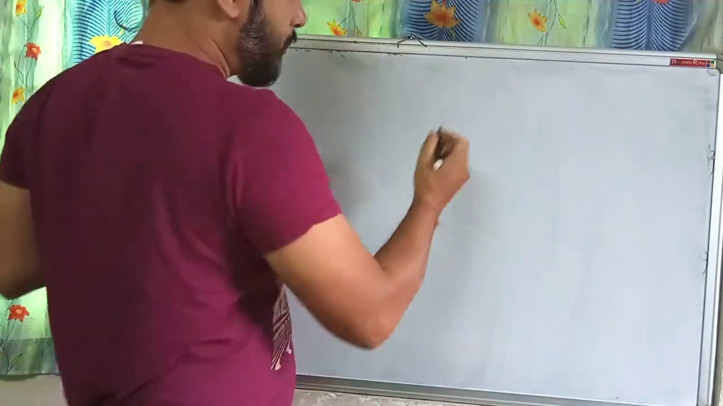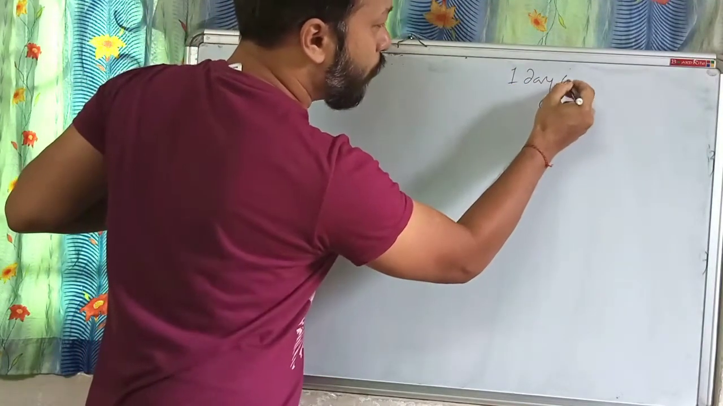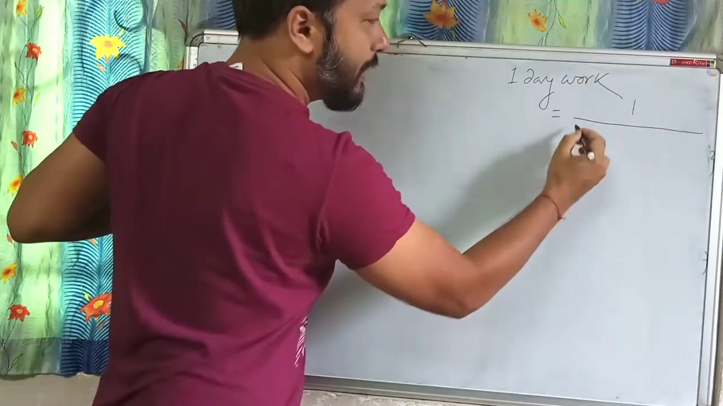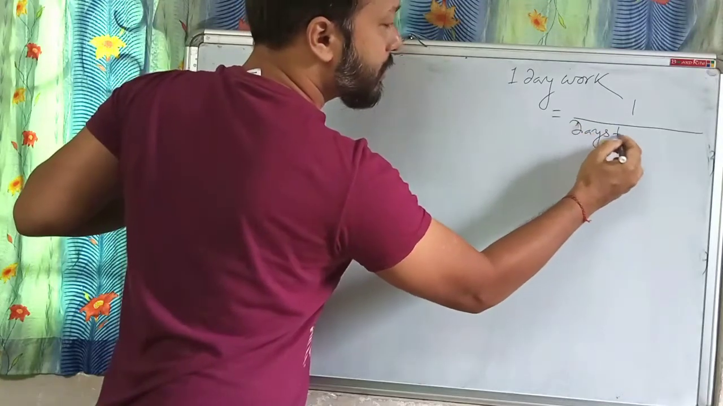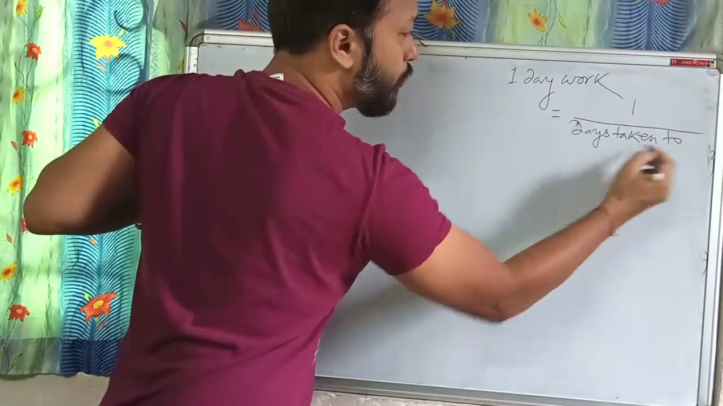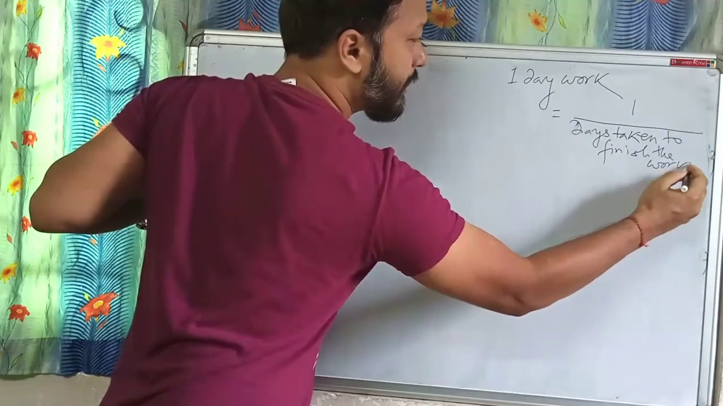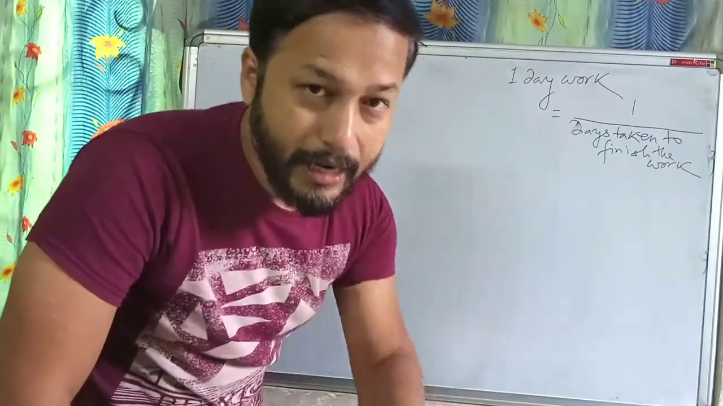So first of all, your one day work is always equal to 1 by days taken to finish the work. Okay, this is the formula. So if you are able to finish the book in 15 days, in one day you will finish 1 by 15 of the book.